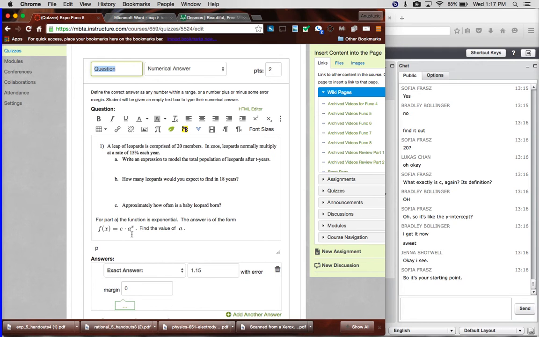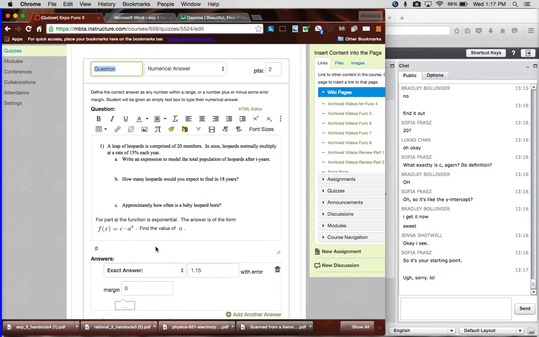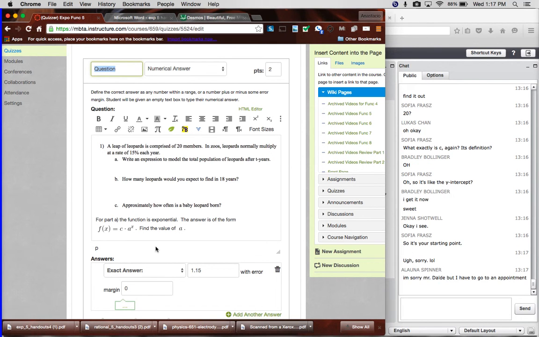Okay? Now, Sophia keeps saying it's your y-intercept. And I hesitate to say that. But in this particular case, and in the case of exponential functions, that is true. The reason why I hesitate to say that is because that's not true for quadratics or linear functions or cubic functions or any other kind of function, but that is true for exponential functions. And here's why Sophia is correct in saying that it's the y-intercept.